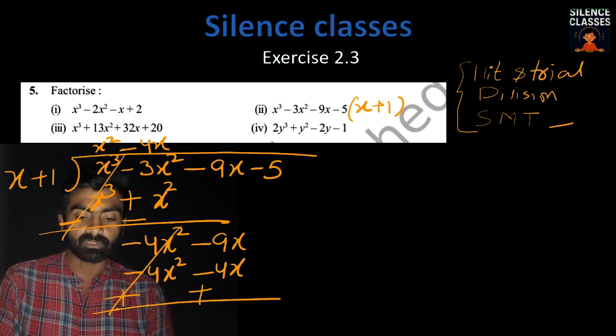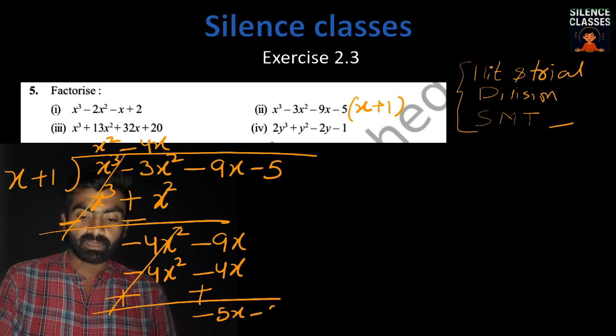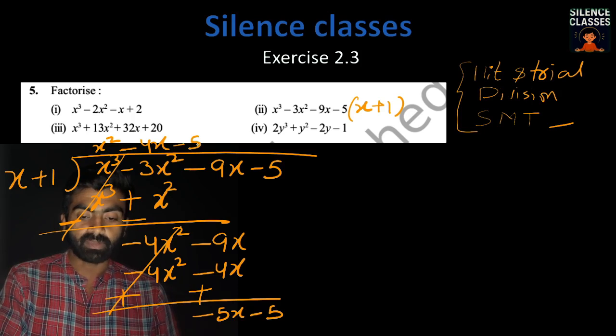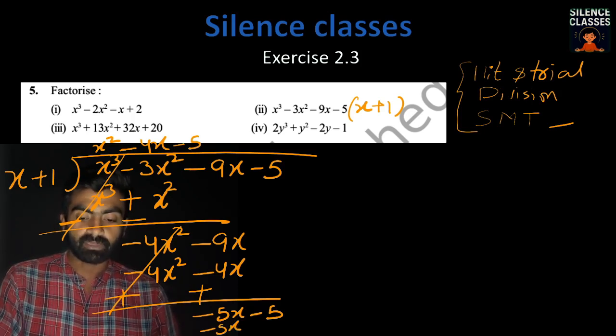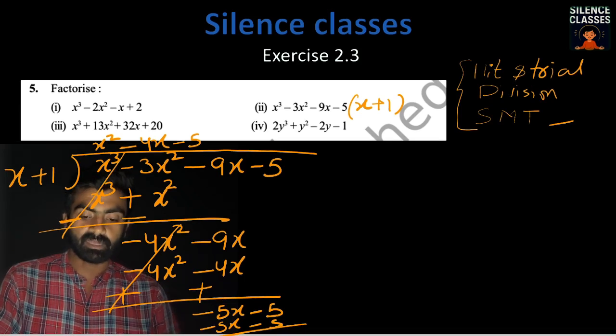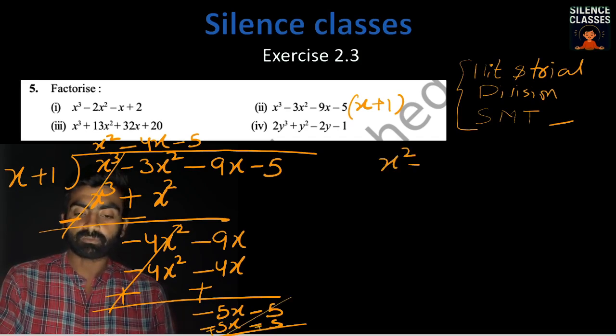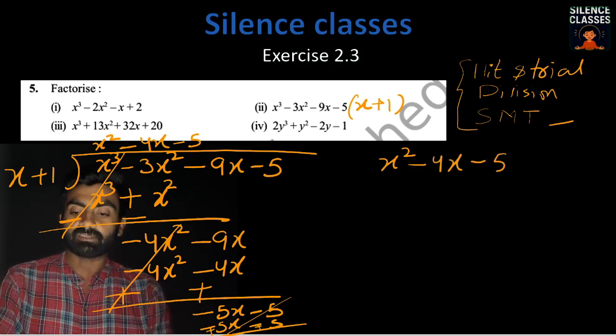We can cancel it out, so we will get minus 5x and minus 5. So we can divide it by minus 5. Once I do that, we will get minus 5x and minus 5, so we can change the sign, and it will become plus, so we can cancel it out. So we will get the equation x square minus 4x minus 5.